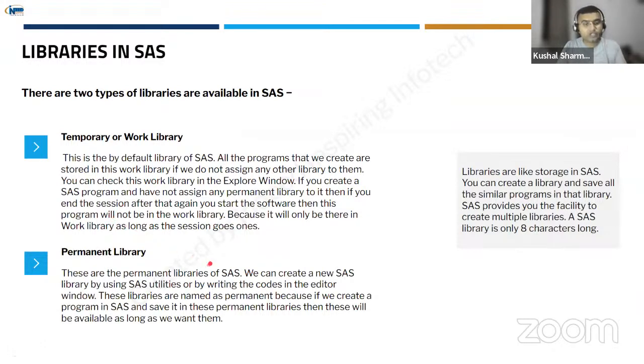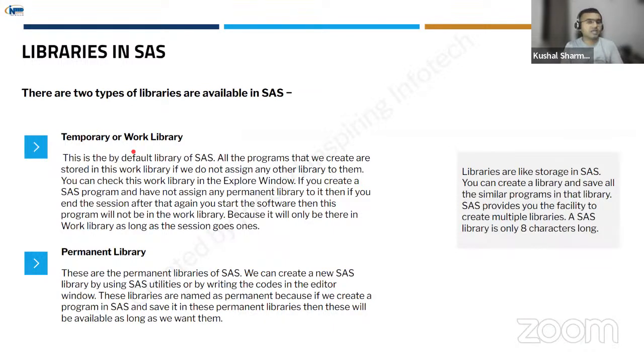Then there are permanent libraries of SAS. We can create a new SAS library by using SAS utilities or by writing the code in the editor window. These libraries are called permanent because if we create a program in SAS and save it in these permanent libraries, then it will be available as long as we want. So these are the two types of libraries.